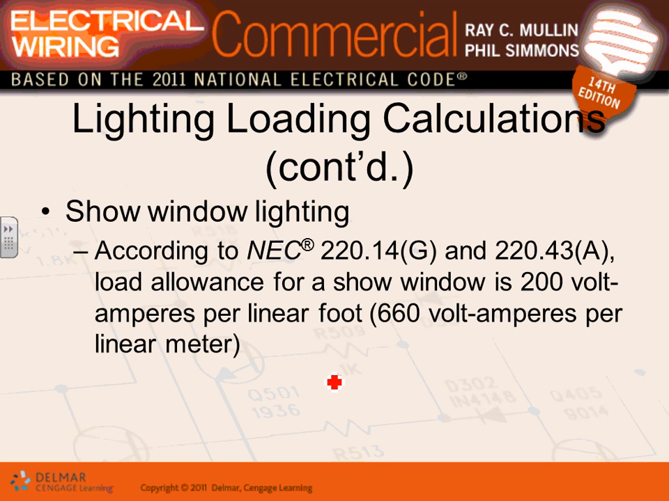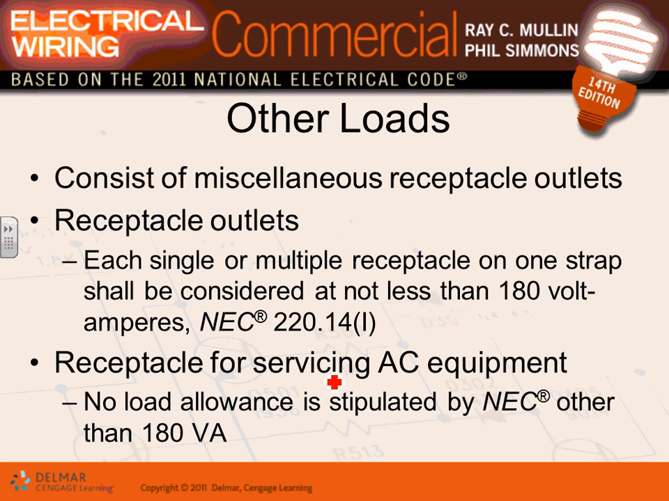For show window, we talked about the show window, guys. For that particular area, you have 200 volt amp per linear foot. So you take the feet, multiply it by 200. Receptacle outlets, all your receptacle outlets will be counted as 180 volt amp based on this. So multiply this one by the number of your receptacles. Then you have a receptacle for AC equipment.